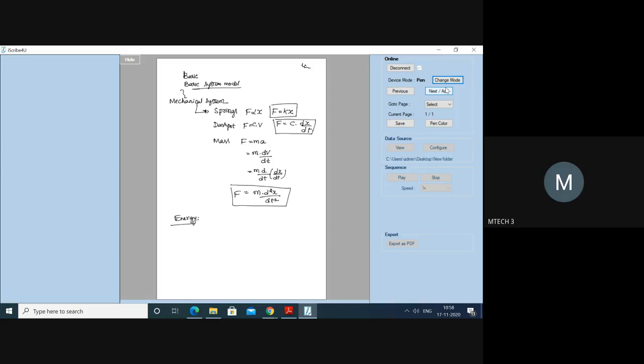So the input is going to be the force and the output is going to be the displacement. Now the second term we'll try to understand is with respect to the energy. Energy is required in order to stretch the spring or compress the spring, energy is required for you to accelerate the mass, and energy is required for moving the piston against the resistive force.